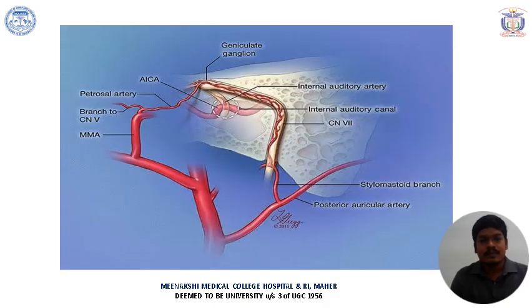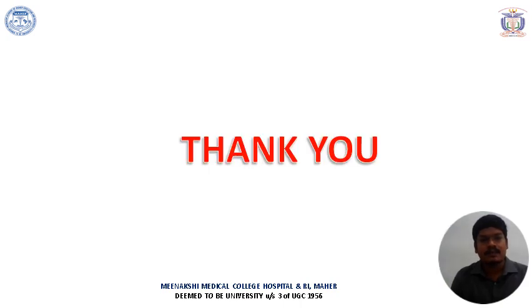So this is a diagrammatic view of the blood supply of the facial nerve. You can see this stylomastoid branch, which arises from the post-auricular artery, and the petrosal artery, which arises from the anteroinferior cerebellar artery.